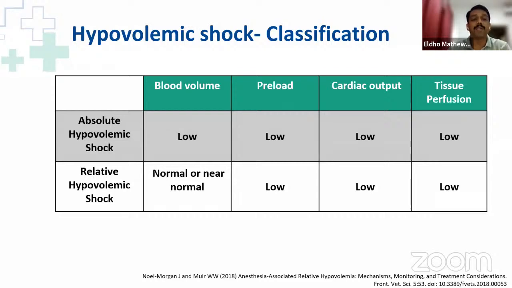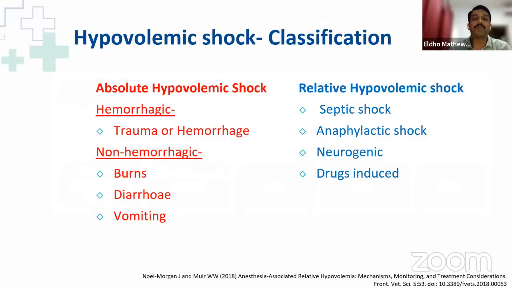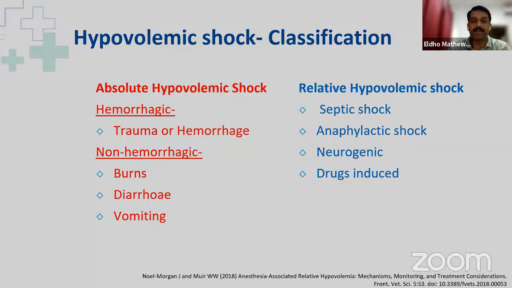In relative hypovolemia, the blood volume will be normal or near normal, and the preload is thereby decreased, so cardiac output is also decreased, and thereby less tissue perfusion leads to shock. We can classify absolute hypovolemic shock into hemorrhagic (trauma or hemorrhage) and non-hemorrhagic (burns, diarrhea, and vomiting), and relative hypovolemic shock into septic shock, anaphylactic shock, neurogenic, and drug-induced.